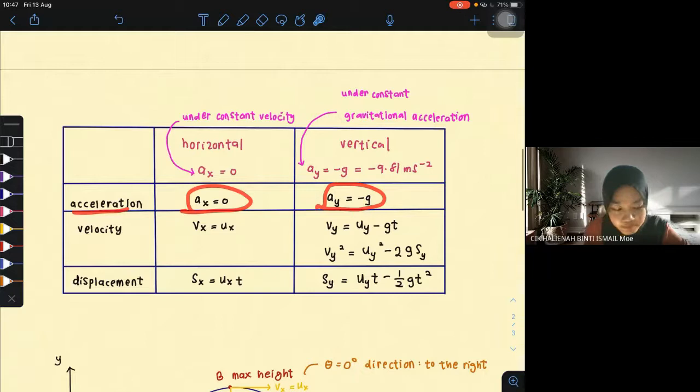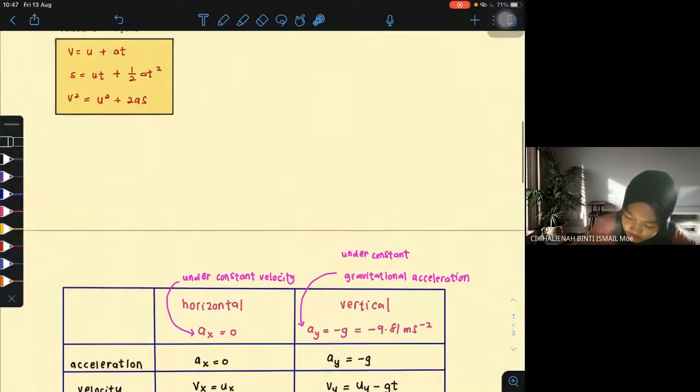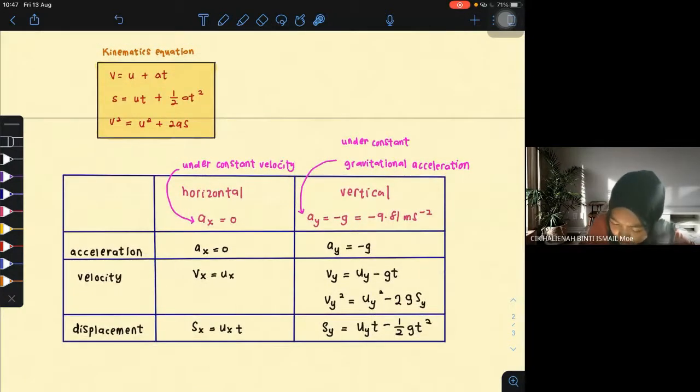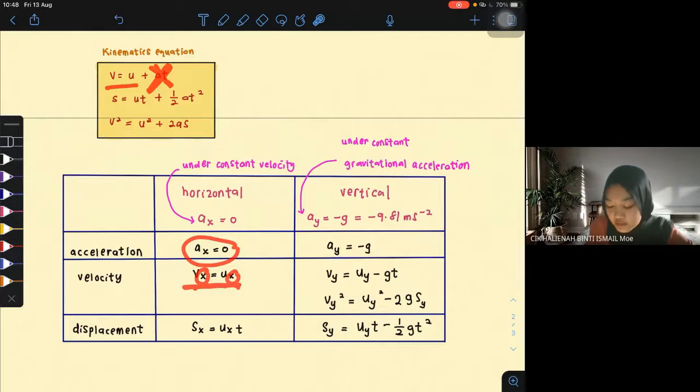Okay, now velocity. Since this is the original equation, v is equal to u plus at. Okay, since a ni sama dengan kosong untuk horizontal, so maksudnya this one kita sudah cancel. So dia kosong kan? So that's why the equation is like this now. Dia akan jadi v is equal to u. Tetapi kita letak x untuk menunjukkan itu adalah untuk x component. Boleh faham sebab a sudah kosong, so kita sudah cancel this one. That's why equation kita is now v is equal to u.